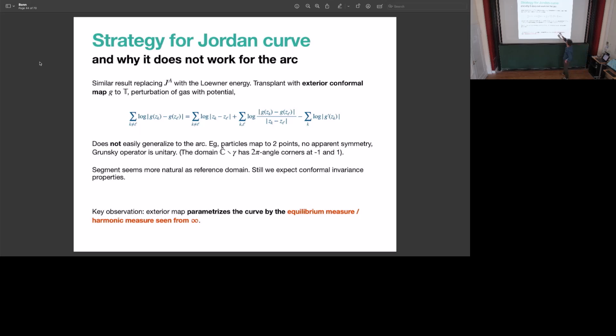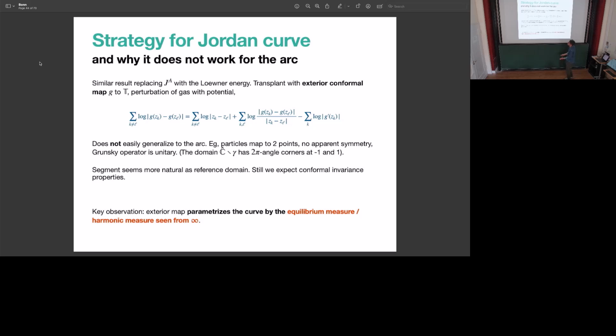Well, the idea is that you transplant the problem with the exterior conformal map to the unit circle. It is good to have this electrostatics background at the back of your mind, because the equilibrium measure is just harmonic measure seen from infinity. So this transplants to just the uniform measure on the circle. This indicates from the start that the exterior conformal map is the good way to change coordinates.